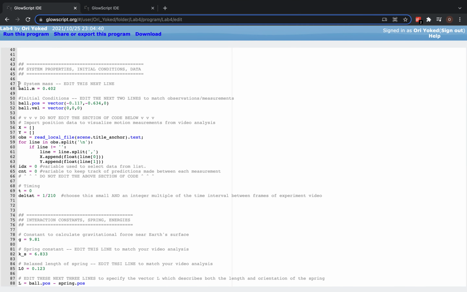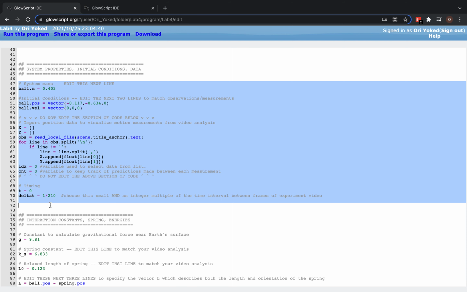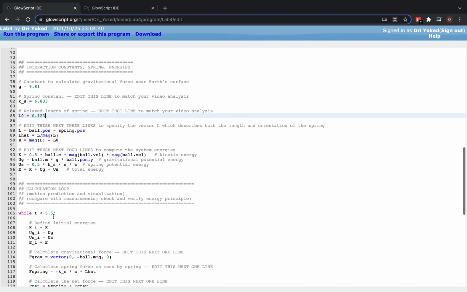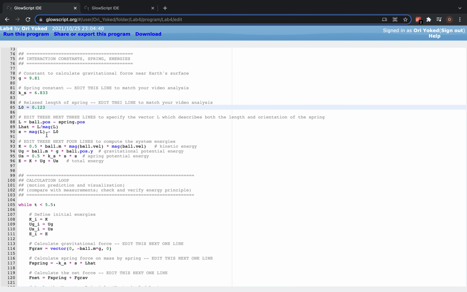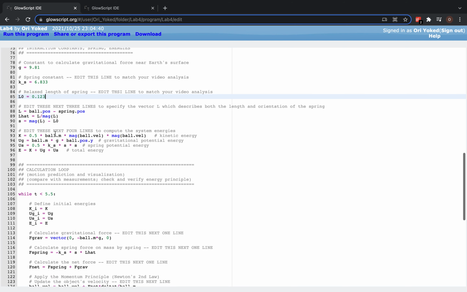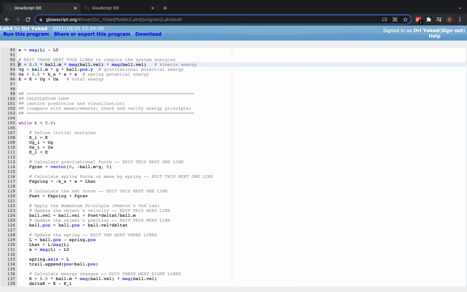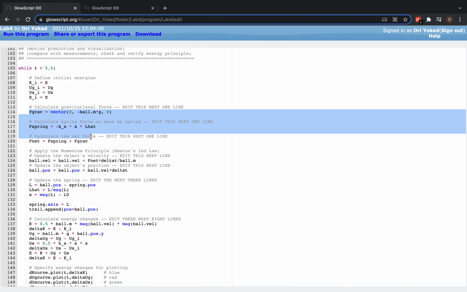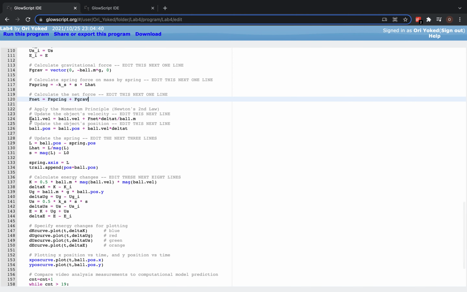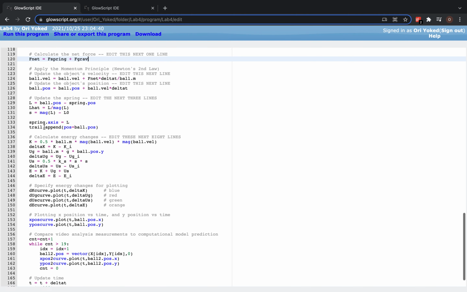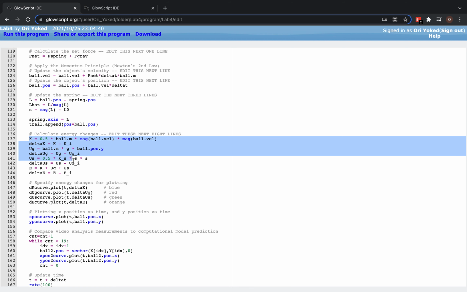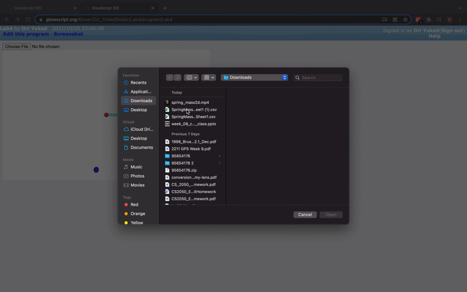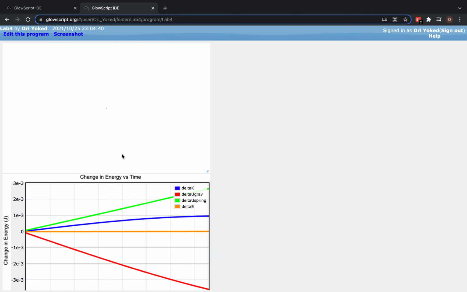So in the Python code, I have these initial values here, a few more initial values, and then here I have S, which is equal to the magnitude of the length minus the relaxed length. Here I have the formulas for the energies. Here I have the formula for net force. Here I have the position and velocity update formulas, and here I have the changes in energy. So if I run that, this is what it looks like.